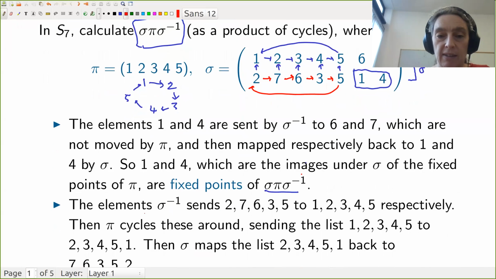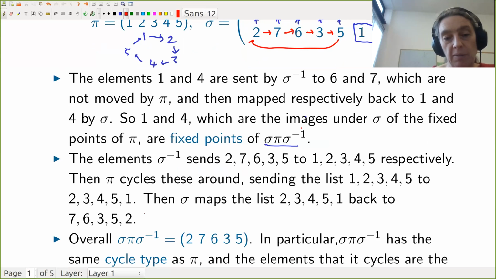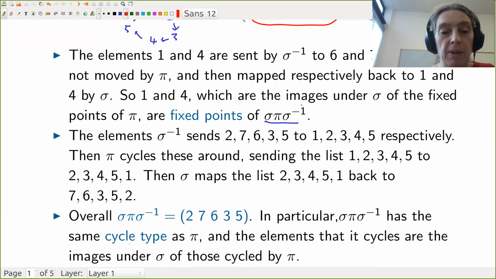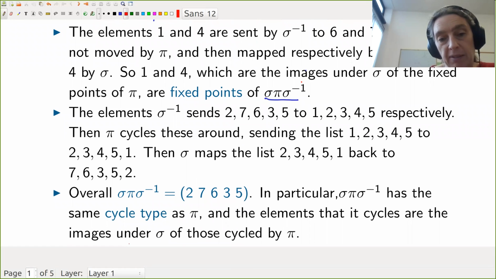And our conclusion is that the conjugate sigma pi sigma inverse cycles around the elements 2, 7, 6, 3, 5, which are the images under sigma of the elements that are cycled around by pi, and it fixes the other 2 points, 1 and 4. So basically our conclusion is sigma pi sigma inverse is 2, 7, 6, 3, 5.